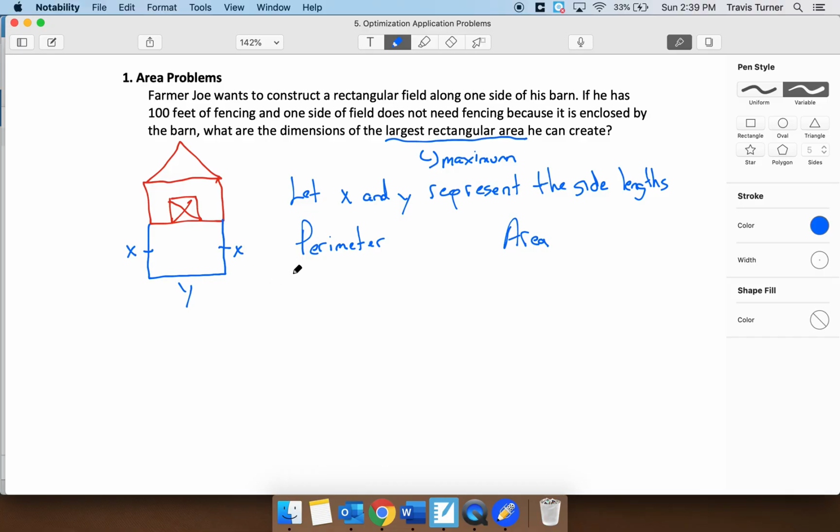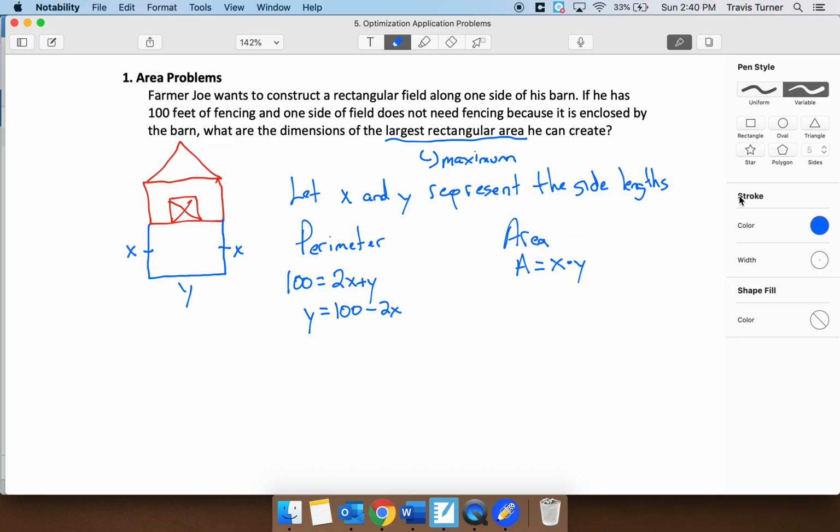So for the perimeter, I know that I want 100 feet of fencing, and I know that that's going to be equal to all of the side lengths added together, so 2x plus y. I can rearrange this equation, so I've got y equals 100 minus 2x. So that gives me an equation I can work with. The other part, the area here, is simply one side times the other side, or length times width, so it becomes x times y.